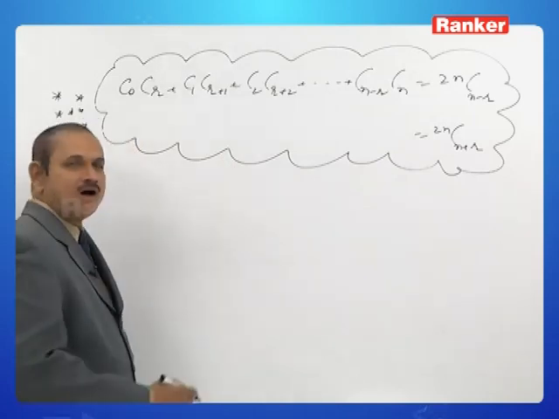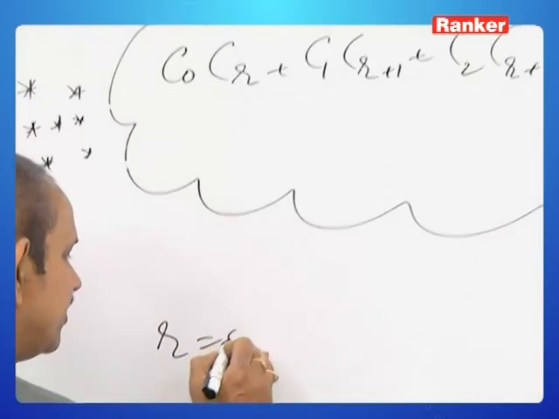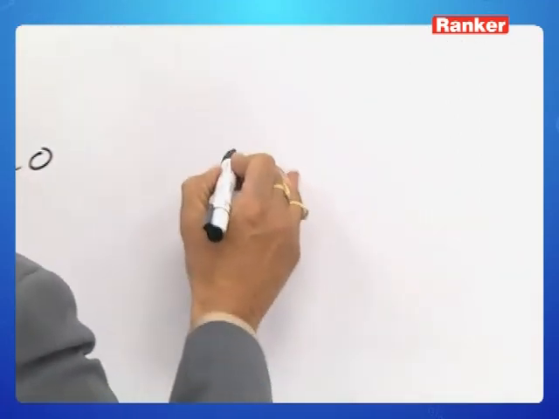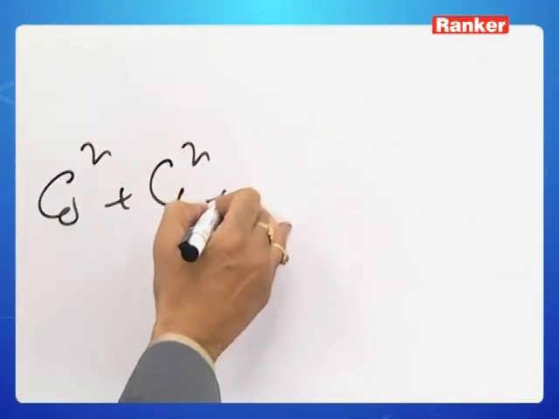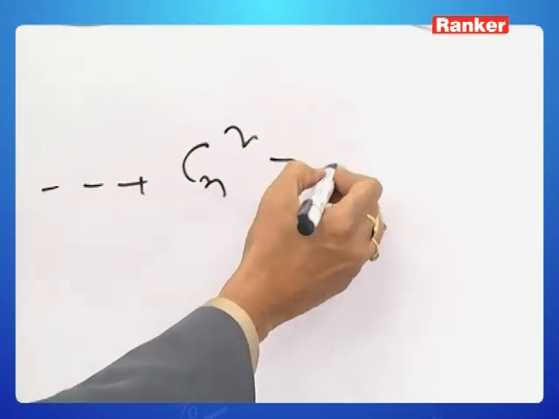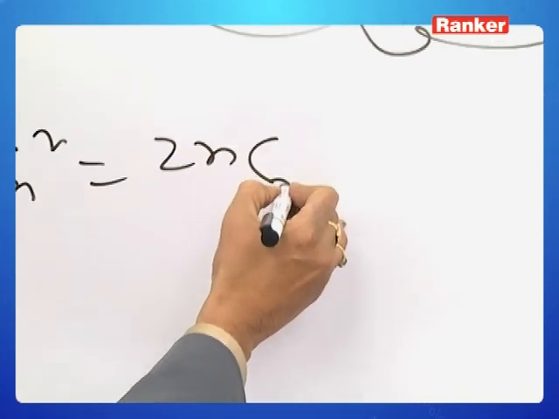Suppose if you take r is equal to 0 in this, what is going to happen? Come on. C naught into C naught, C naught square plus C1 square plus C2 square plus and so on, Cn square is equal to 2n Cn.